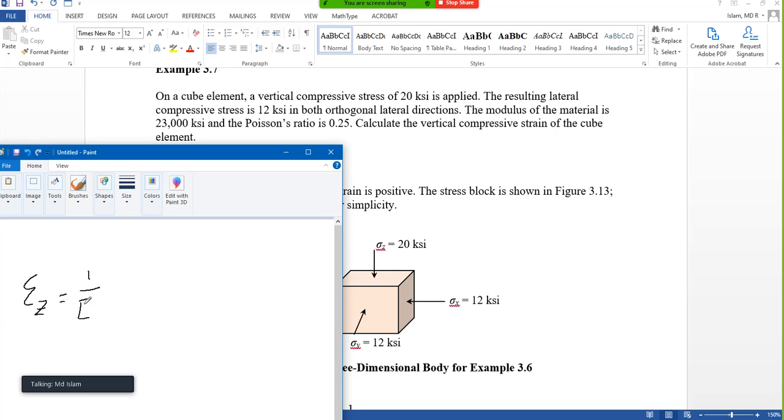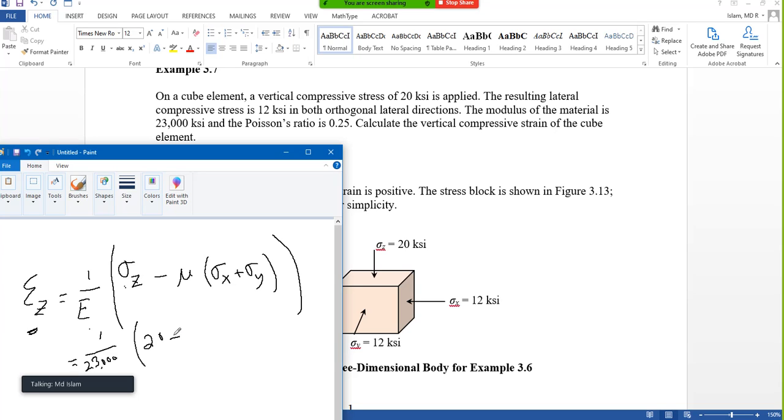What is the equation? If you can remember, it is very easy to remember. Because if it is one-dimensional, epsilon z equals sigma z divided by E. As it is three-dimensional, what will we do? Parenthesis, we will deduct the other sides. That is the simple way. Now let us assume compressive is positive. Then sigma z is 20, mu is 0.25.